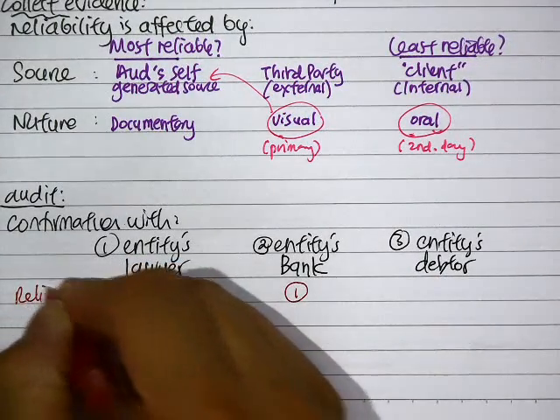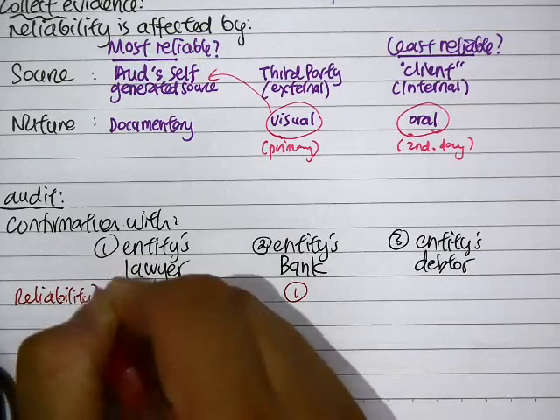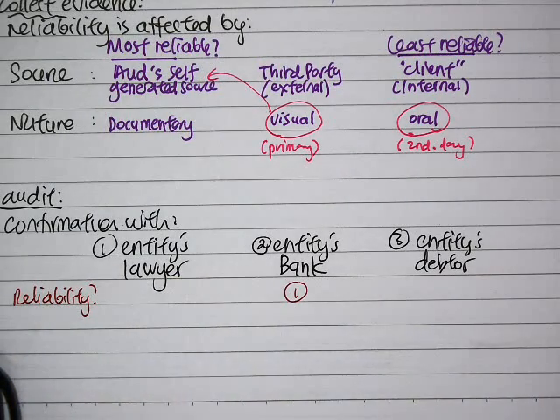So the reliability. Who do you trust number two? Lawyer. Debtor, you don't trust. Lawyer.